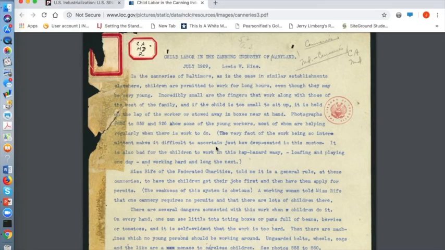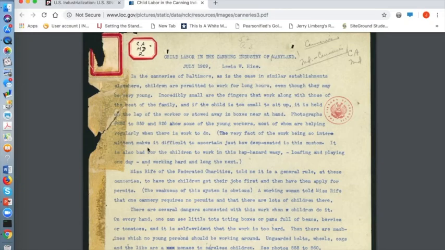In fact, it says that conditions are dangerous, too dangerous for children. It gives the example of having unguarded belts or wheels on the machines. Again, there are no safety regulations. These are just kind of a free-for-all, and you've got children around these unguarded belts and wheels.